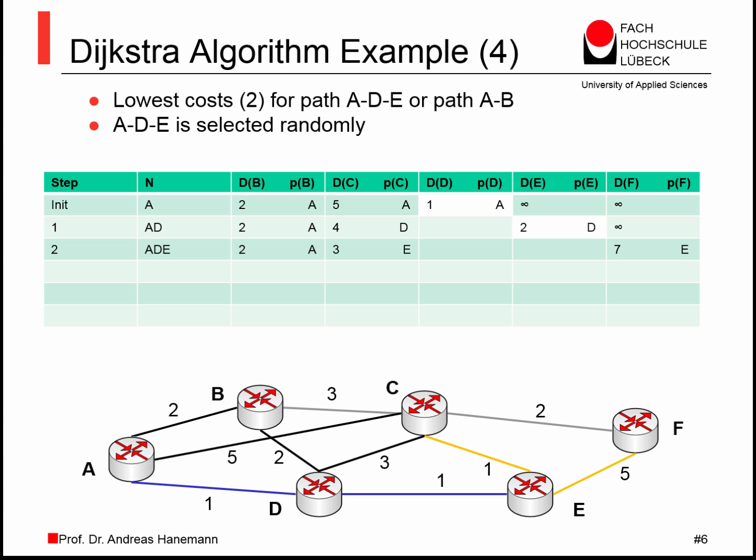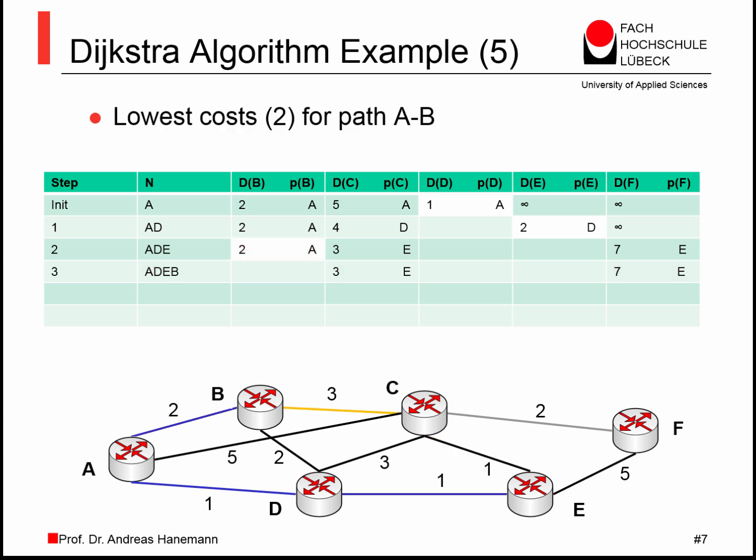The two additional links that we consider now provide a better way to C so that the costs are reduced to 3. Furthermore, F has become reachable. In the next step, B is chosen and the link AB becomes part of the minimum spanning tree. The link BC does not provide an improvement. Now C is selected and the link CE becomes part of the minimum spanning tree. The link CF gives a better way to F so that the entry of F is changed.